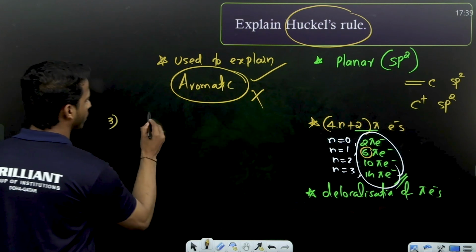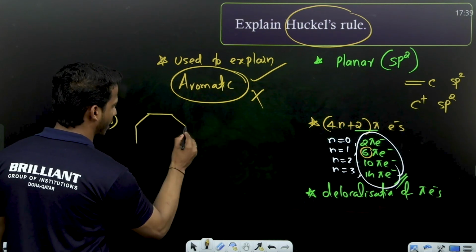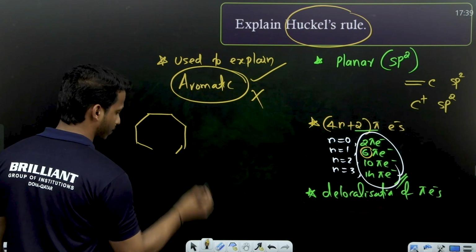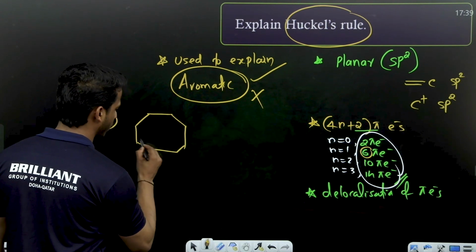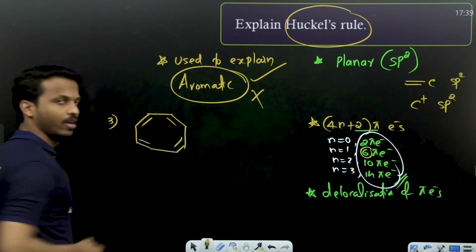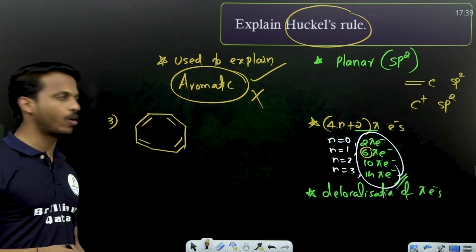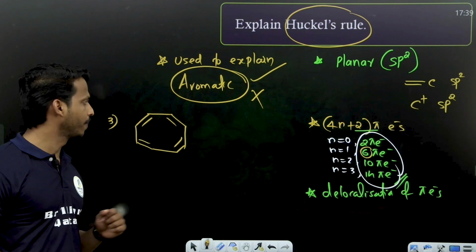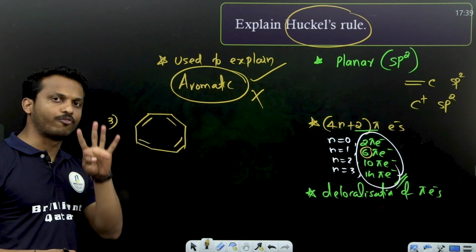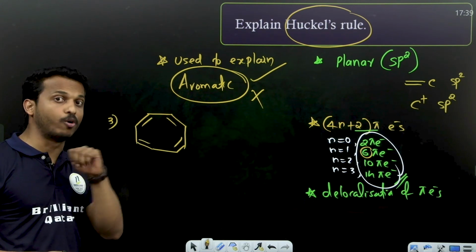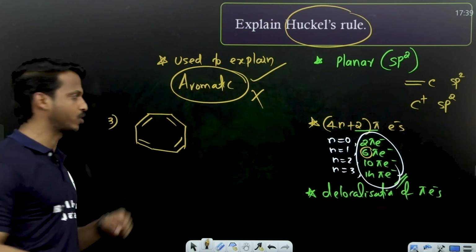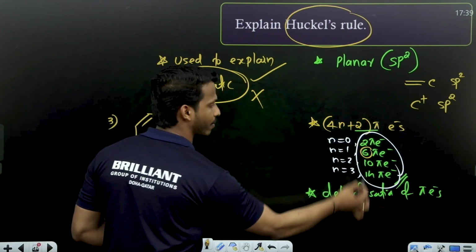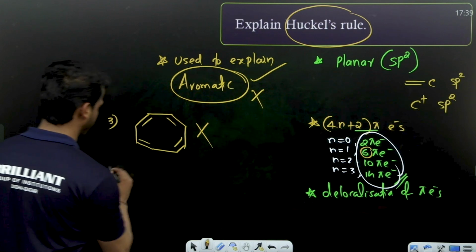Next, the third one, cyclooctatetraene. Octa, 8 carbons, with 4 double bonds. Is it aromatic or not? Check it all. All carbons are sp2. Yes, all have one double bond connection. And it contains 4 pi bonds. 4 pi bonds mean 8 pi electrons. 8 pi electrons is not in our system, so it is not aromatic.